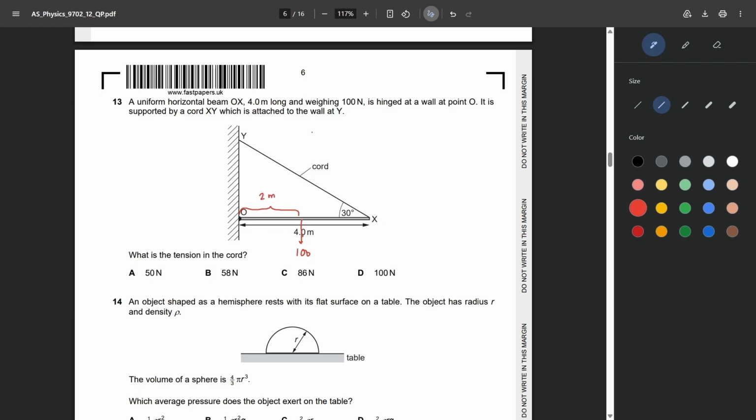Now this moment is being balanced by the vertical moment of the tension of the cord. So the principle of moments would be something like this: 100 newtons times 2 is equal to, let's call this TV, the vertical component of the tension, TV times 4. So the vertical component of tension would be 100 times 2 divided by 4.